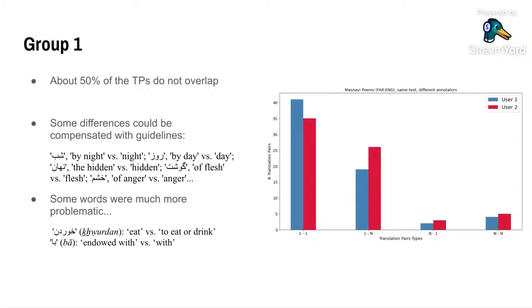So for example, the word Hordan, and I apologize to any Persian speaker who may be watching for my pronunciation, was aligned by one of the users against eat and by the other one against to eat or drink. And it is interesting because this word in Persian has a much richer range of meanings than just to eat. It can mean to eat, but also to gnaw, to drink, or even to suffer.